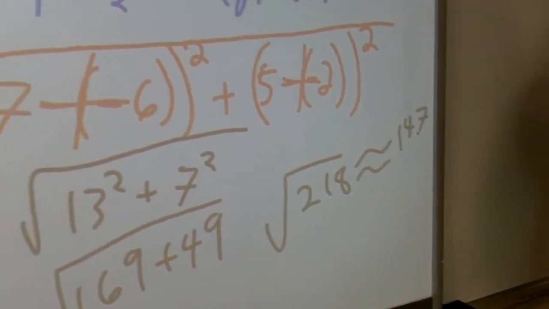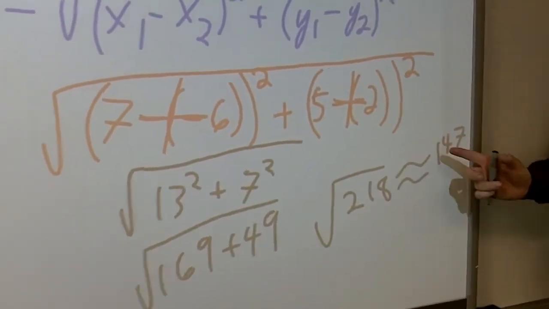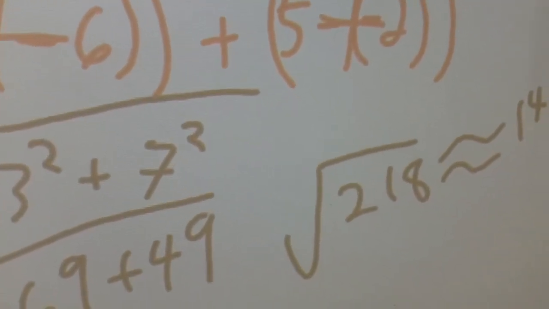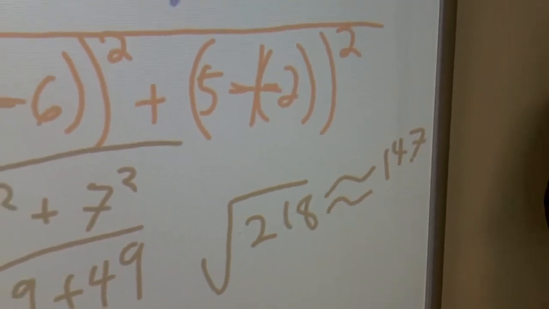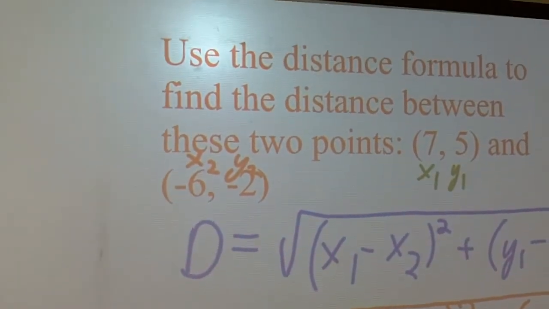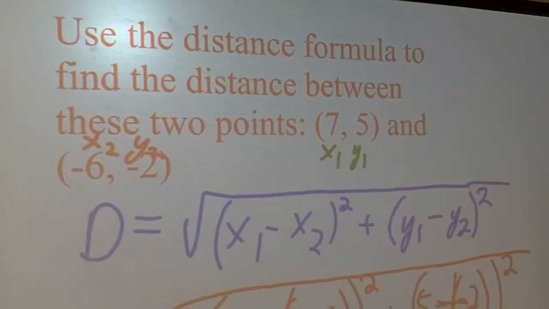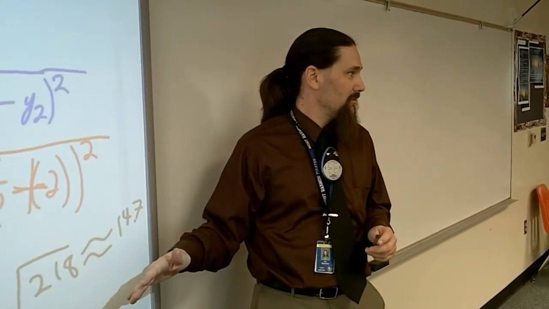Unless it specifically tells you to find the decimal approximation, it's okay to just leave it like this right here, the square root of 218. You wouldn't be marked wrong for this unless it specifically said otherwise. So on that process, are there any questions? Nope.